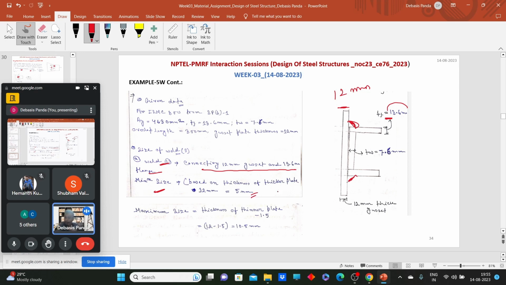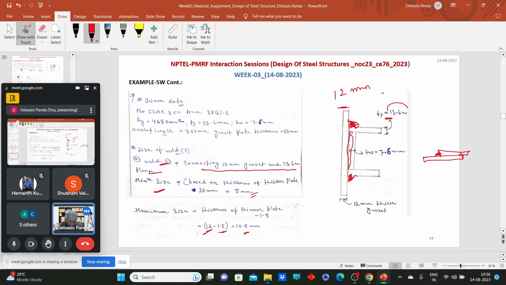And what should be the maximum size of the weld? Here we have two plates, one plate and another plate, and we have to make a weld here. For the plates, the maximum size of the fillet weld should be the thickness of the thinner plate minus 1.5, so that is 10.5. So for this zone, the size varies from 5 to 10 mm. What size should we consider? Let's check for the weld 2 portion, how much minimum and maximum size of weld we can provide. Then we will suitably choose one size of the fillet weld.